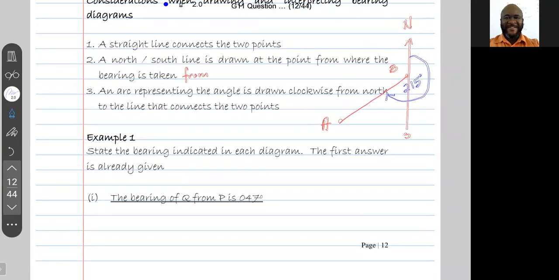So example one. Example one says, state the bearing indicated in each diagram. The first answer is already given. All right, let's go to our diagrams.